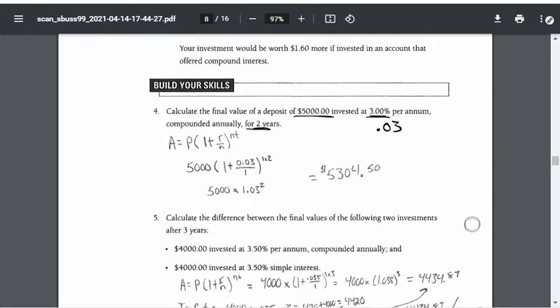So what I did is you go in 5,000, and then you're going to have 1 plus 0.03 divided by 1. What I do is when we get other numbers, I go 0.03, well, divided by 1 is just 0.03, and I add the 1 in front of it. So that's why I got the 1.03. And then for 2 years, that's squared. So on your calculator, you go 5,000 times 1.03 squared, and you're going to get that value. Okay?